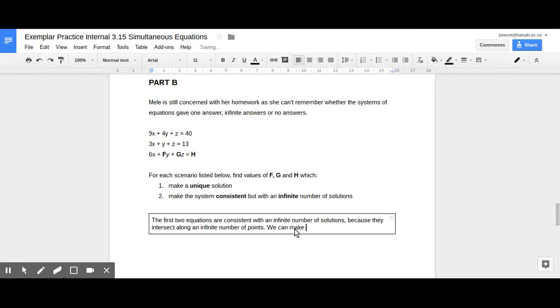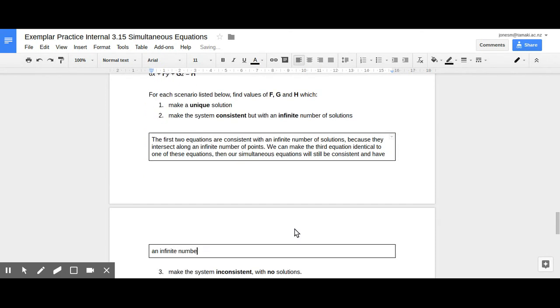We can make the third equation identical to one of these equations. Then our simultaneous equations will still be consistent and have an infinite number of solutions.